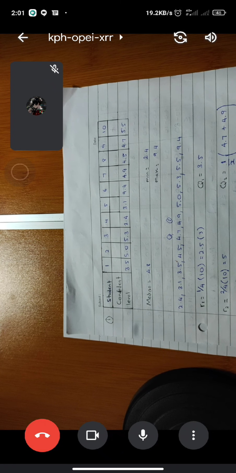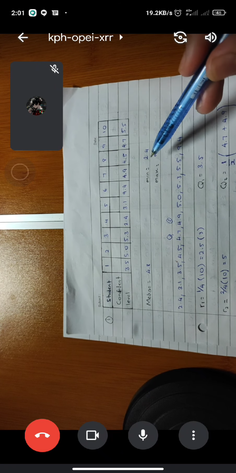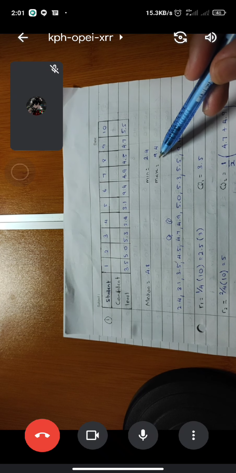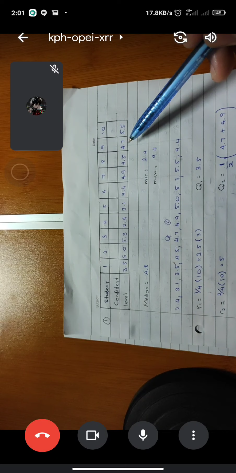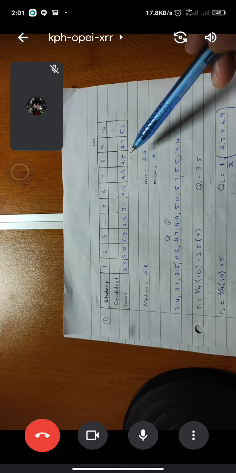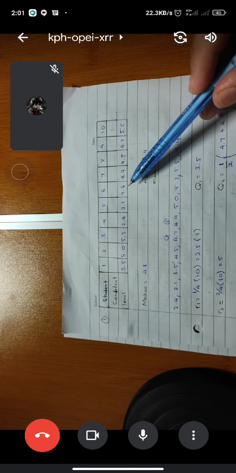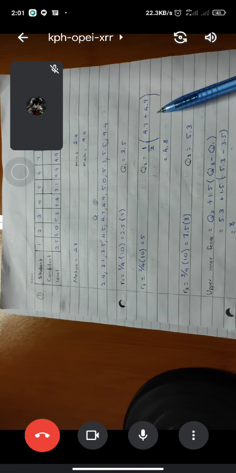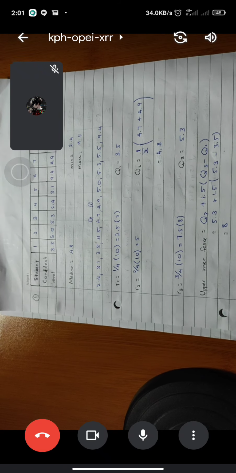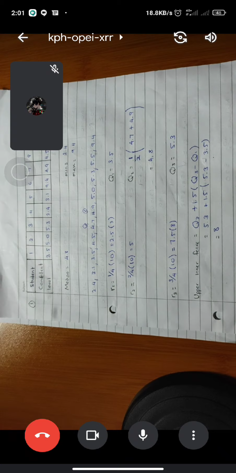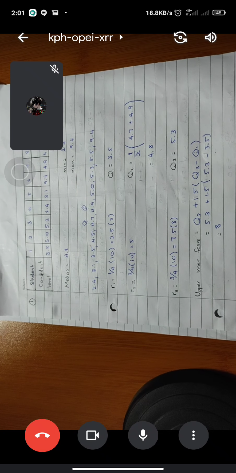Okay, from the data, we can find the minimum and maximum value. 2.4 is the minimum and 9.5 is the maximum. First question is construct a box and whiskers diagram. To construct a box and whiskers diagram, we must find the quartile values and the upper and lower inner fence.